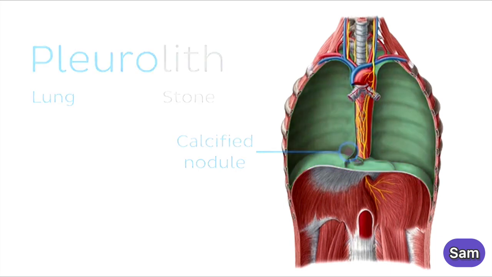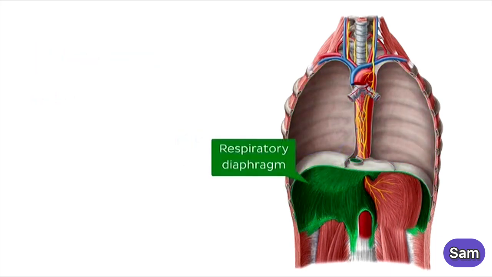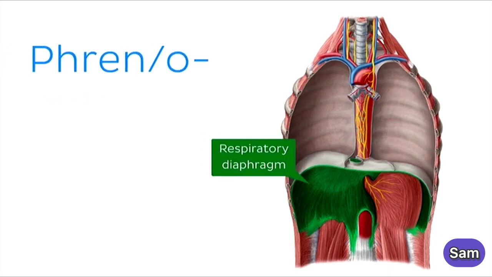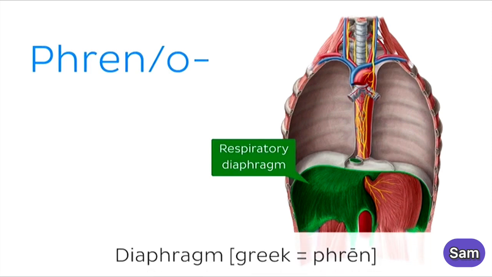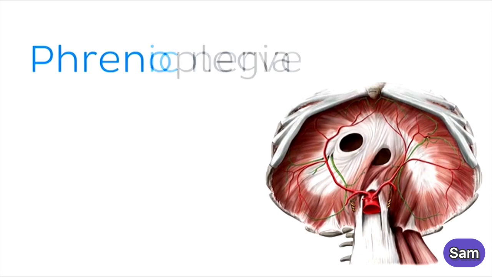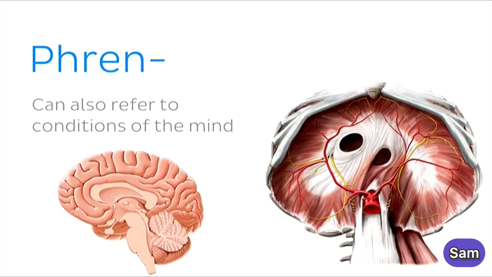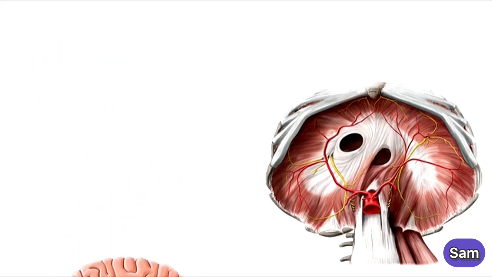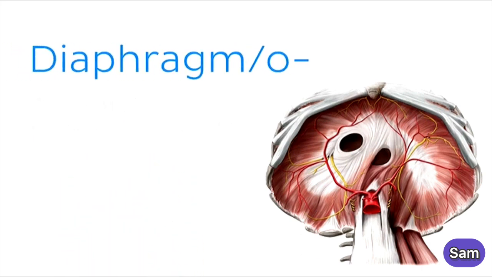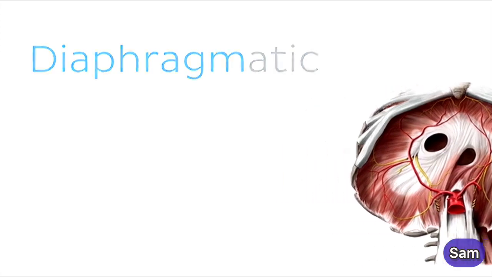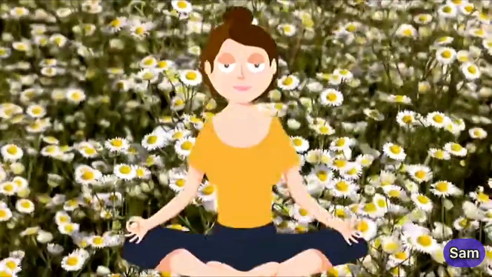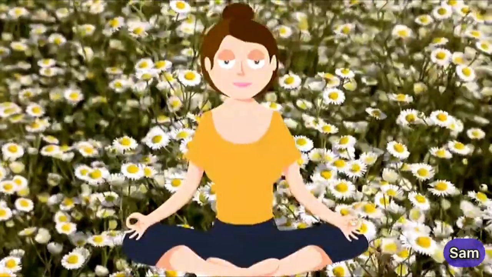And finally, terms related to the respiratory diaphragm often contain the root phren or phreno with the O at the end, such as the phrenic nerve or phrenoplegia. Phren can also refer to conditions of the mind. Of course, you'll also get the more obvious diaphragm or diaphragmo popping up, like in diaphragmatic, which means related to the diaphragm. If we're talking about the respiratory system, we can't avoid talking about breathing, right?